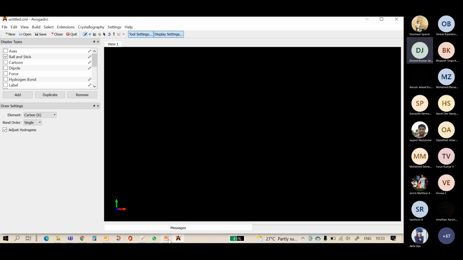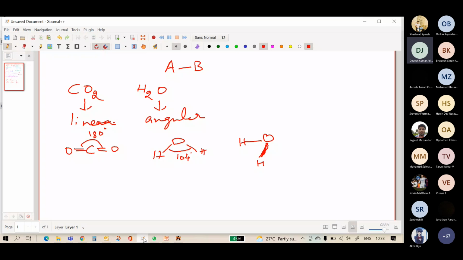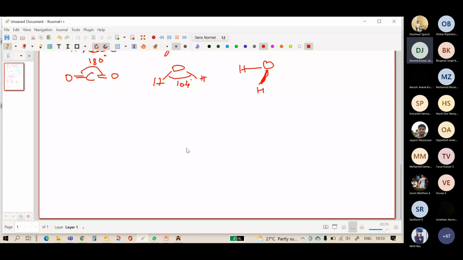So let me draw the chair form. Now this is a very complicated system. So let me draw this, a chair form of cyclohexane. I hope you understand what we are drawing here. Each corner is a carbon atom, and you have the hydrogens. Each carbon has 2 hydrogens bonded to them.